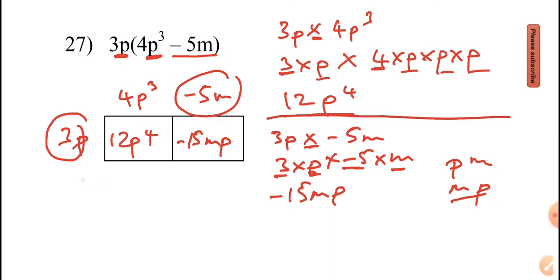So the final answer is 12p to the power 4 minus 15mp. So that's the final answer.